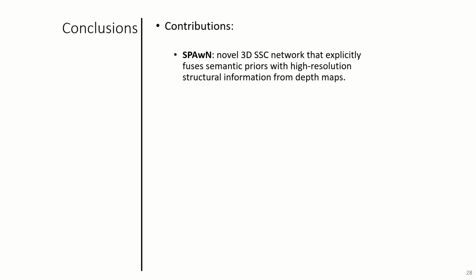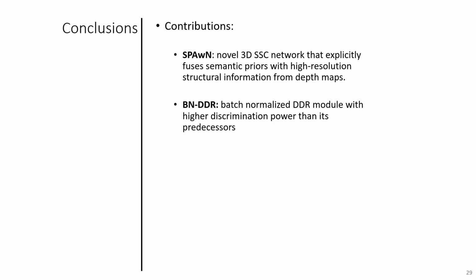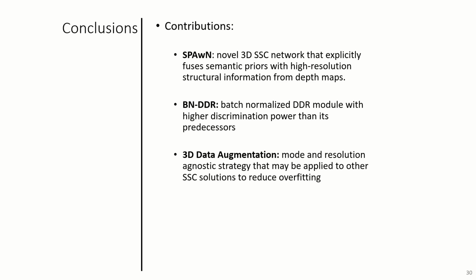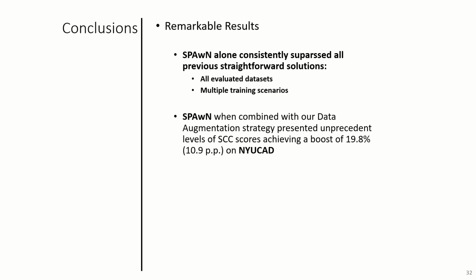To conclude, we summarize our contributions. Spawn, a new network architecture that exploits prior probabilities from a 2D network. BNDDR, a new building block with more discrimination power than its predecessors. A data augmentation approach that reduces overfitting. Our solution surpassed all previous works of similar computational complexity, and the boost on NYU CAD was 11.8%.